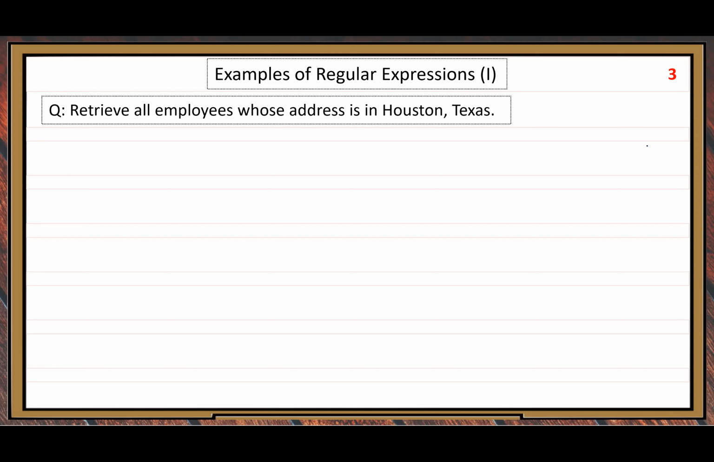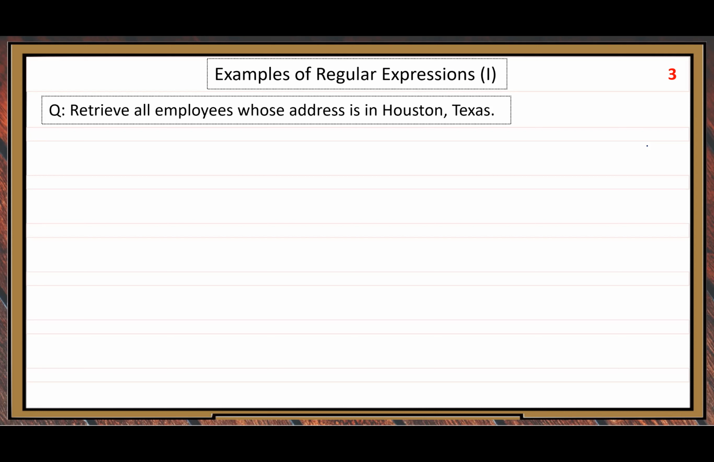Retrieve. Still, we use our company database. So if you want to run these commands by yourself, you can do experiments. Question: retrieve all employees whose address is in Houston, Texas. We know an address has a city part and a state part: Houston, the city part, and Texas, the state part.